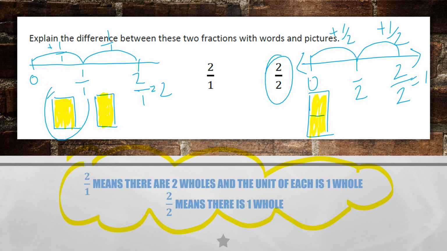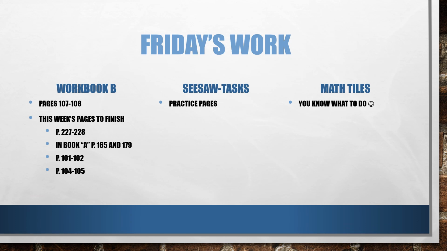Let's look at some practice for today. You're going to go in Workbook B, page 107 to 108. Some pages you can go back and look at. Make sure you're finished from this week would be page 227 and 228 in Workbook B. The only one that is Workbook A is from Tuesday, page 165 and 179. Page 101 and 102 in Workbook B, 104 and 105 in Workbook B also. There'll be some practice pages on Seesaw and math tiles. You know what to do with those.